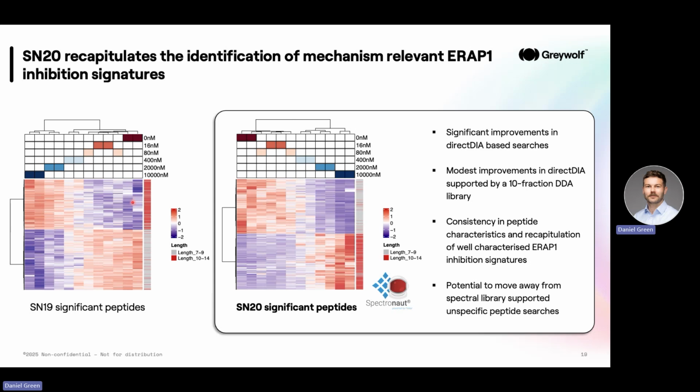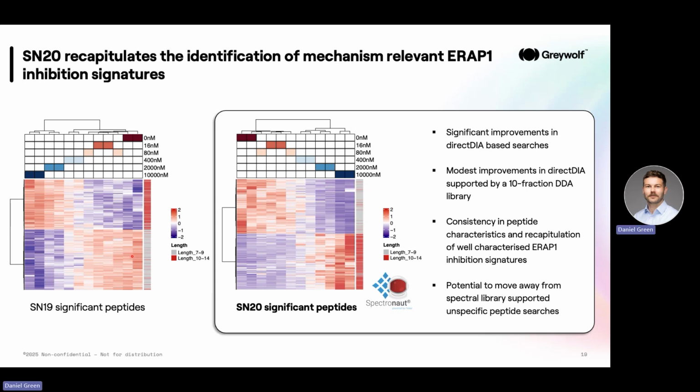And if you cast your eyes to the top right-hand side of this heat map, you can see that those peptides that are relatively lower abundance in DMSO that increase in abundance with increasing concentrations of the drug are generally all of those peptides that are 10 to 14-mers. And then the opposite is true for 7 to 9. So 7 to 9 start higher and decrease in abundance with increasing concentrations of the drug.